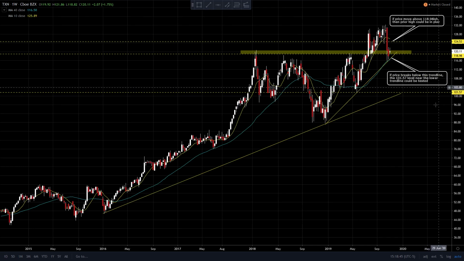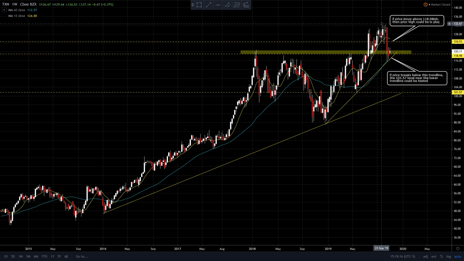Then Texas Instruments is another semiconductor company, one of the big ones. It reported earnings a couple of weeks ago, but it gave disappointing forward guidance, and that's why the stock kind of got clobbered. But it came down and found some support here, it seemed like, and it's bouncing back to this 118.98. And what I'm seeing is that if it could stay above this 118.98 and move above this 124.53, then the high could be in play.